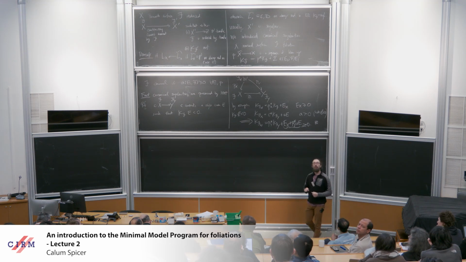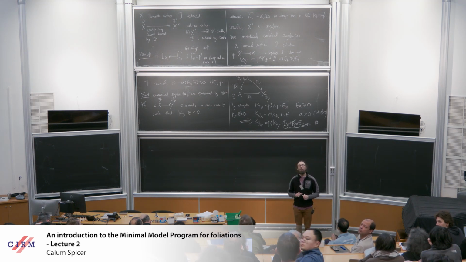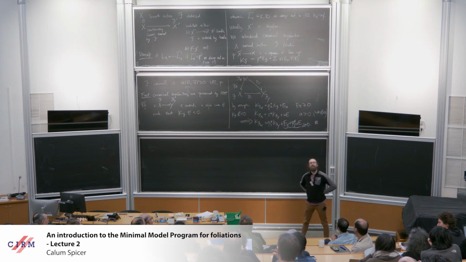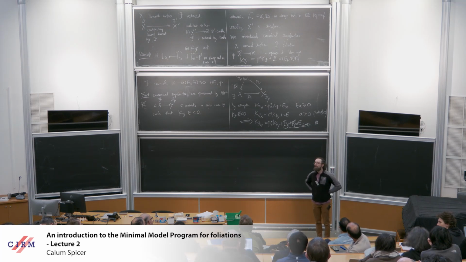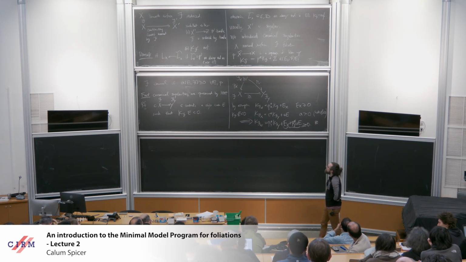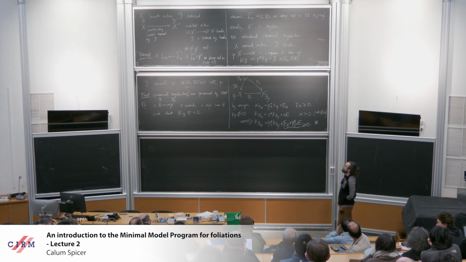So canonical in the minimal model program means a singularity which has positive curvature or negative curvature in a sense. In a sense, yeah. Do we have the same intuition here with respect to foliations? Yeah, and we don't pretend to any geometric intuition.